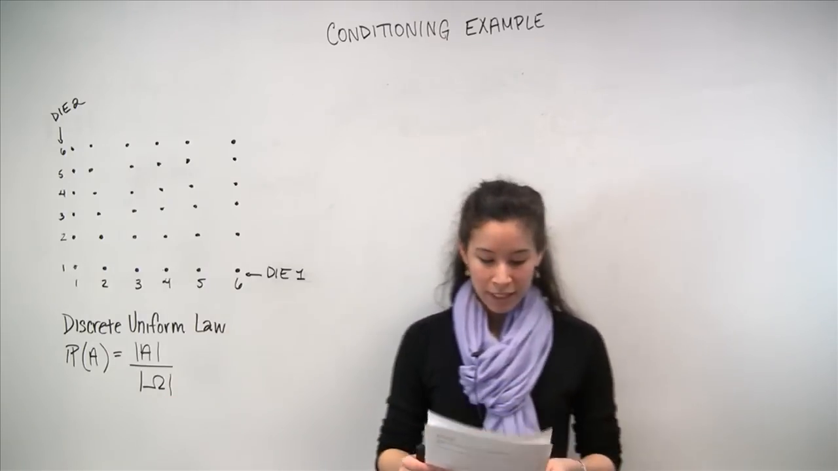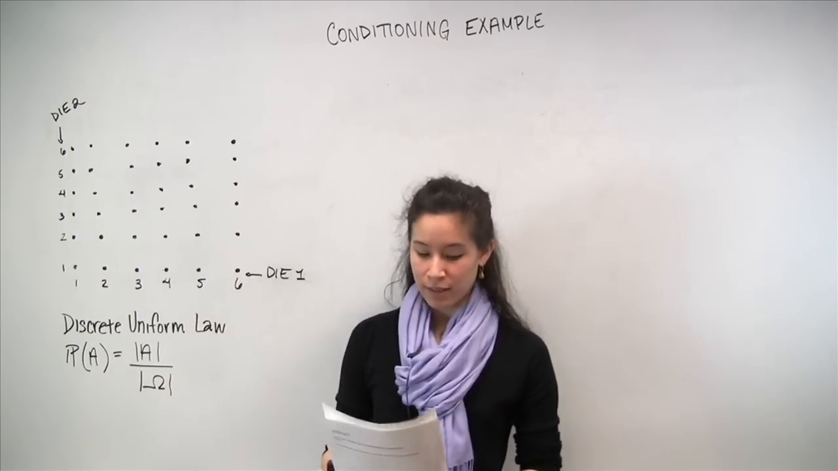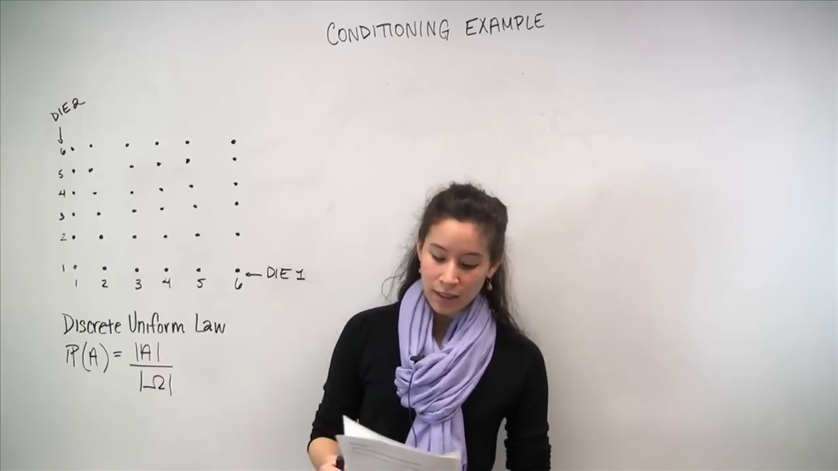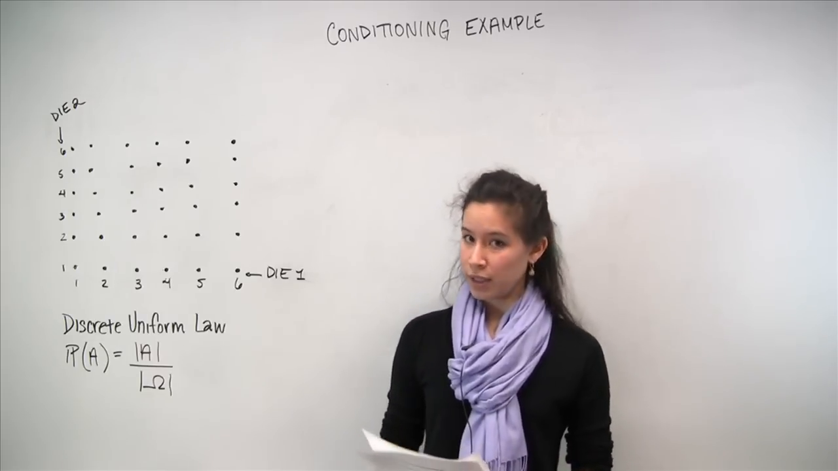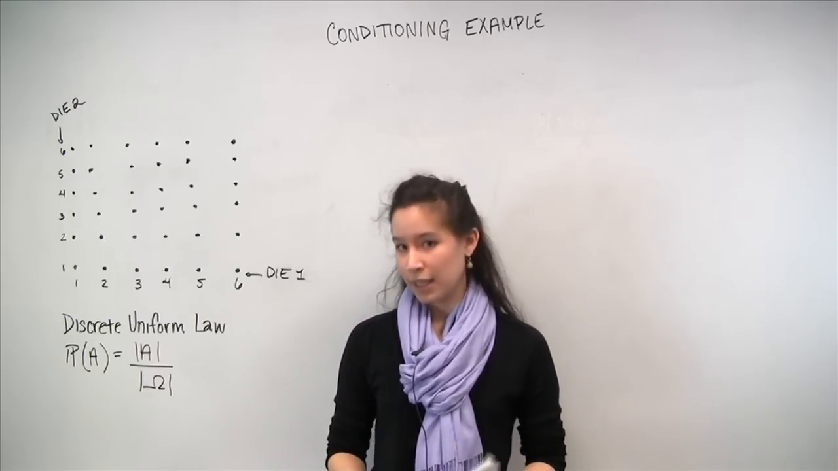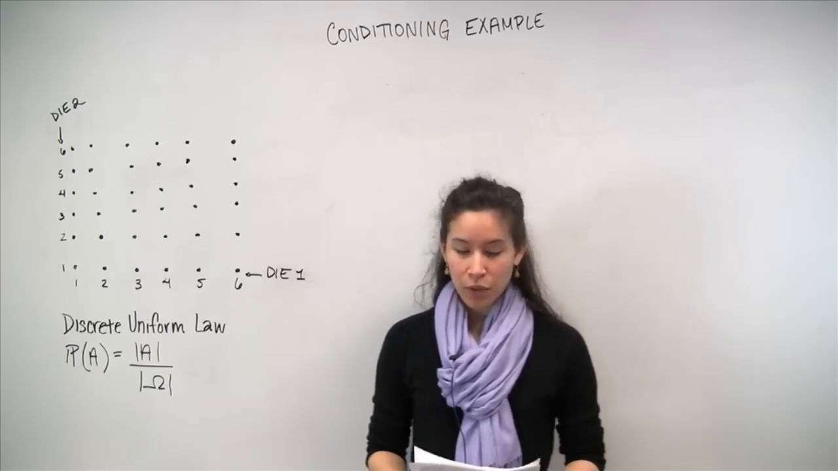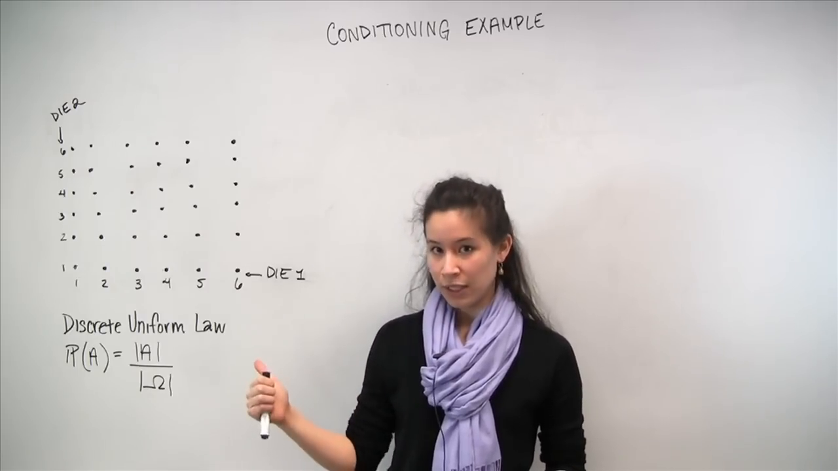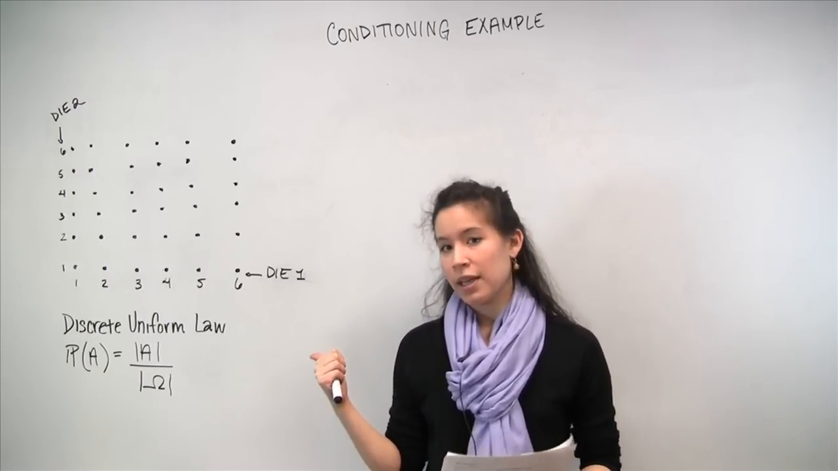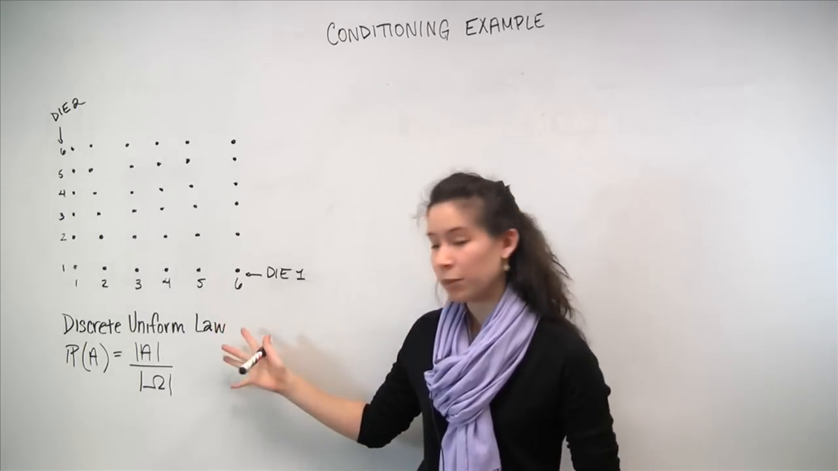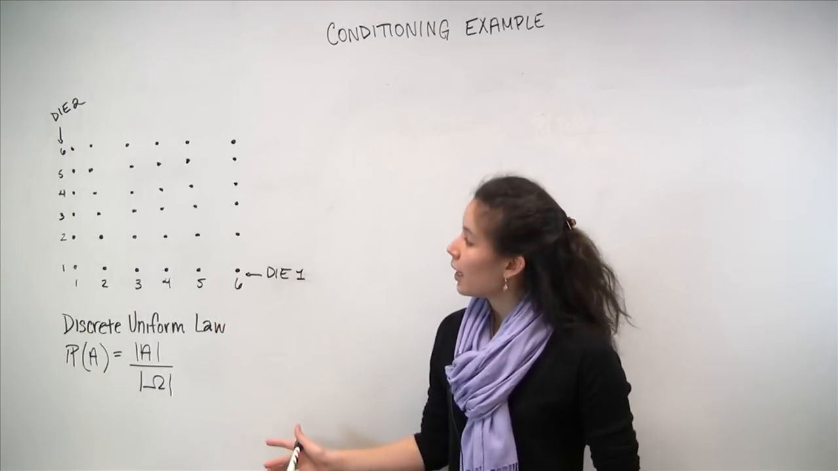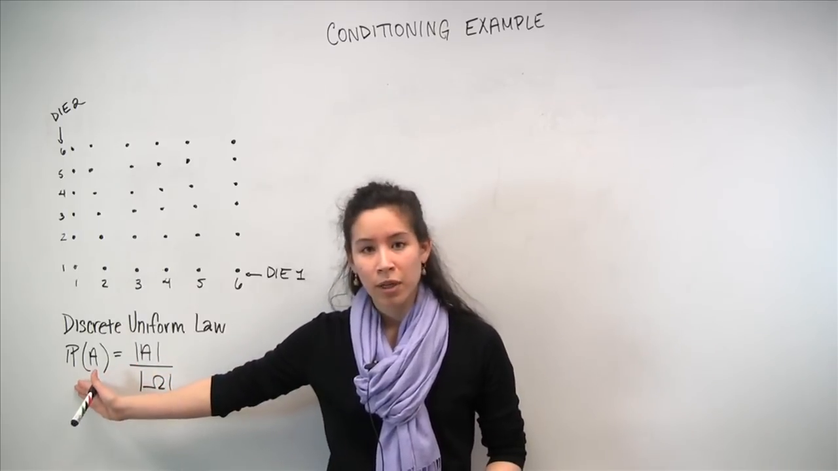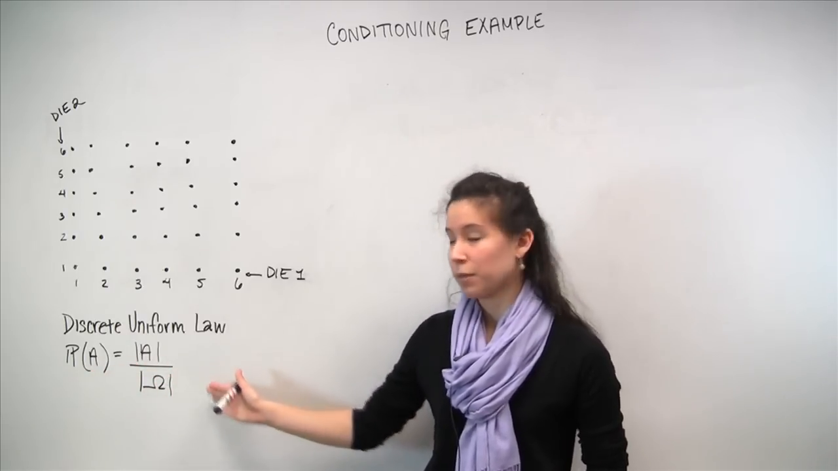Okay, so coming back to our problem, the problem statement tells us that we roll two fair six-sided dice. And it also tells us that each one of the 36 possible outcomes is assumed to be equally likely. So alarm bells should be going off in your head. Our sample space is clearly discrete, and it says explicitly that all outcomes are equally likely. So clearly we can use the discrete uniform law. And again, this is helpful because it reduces a problem of computing probabilities to a problem of counting.